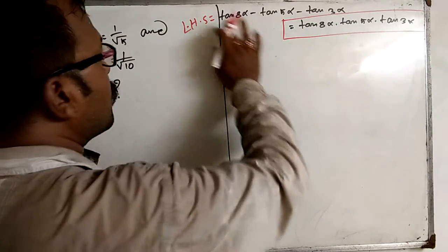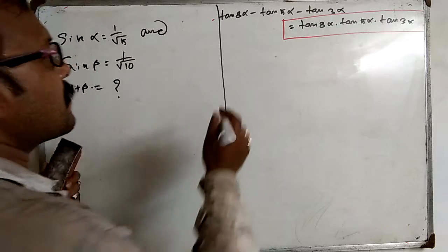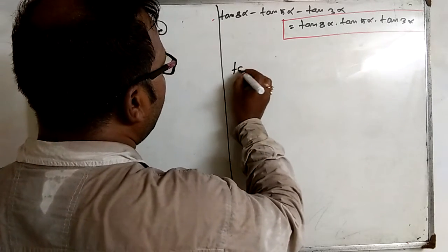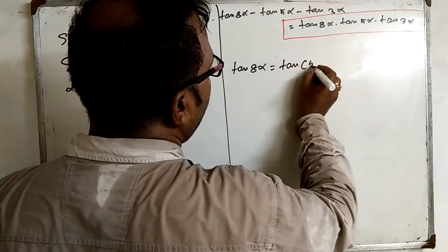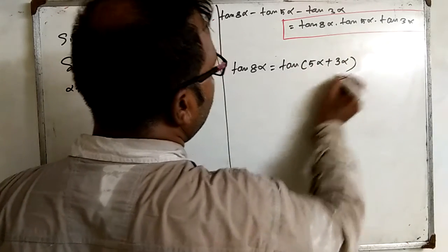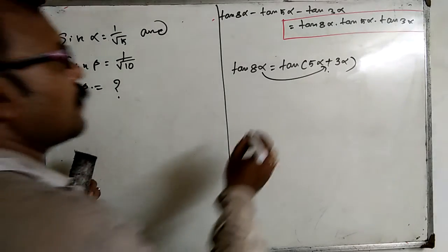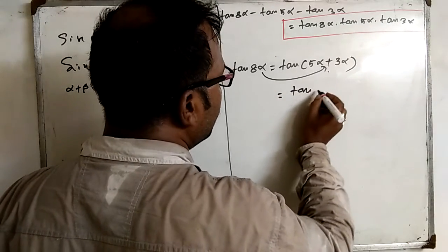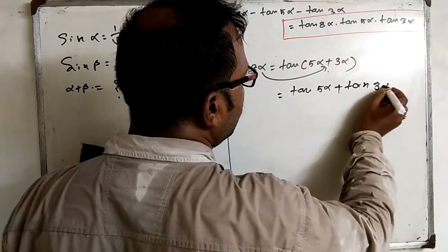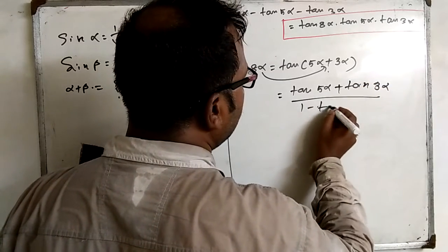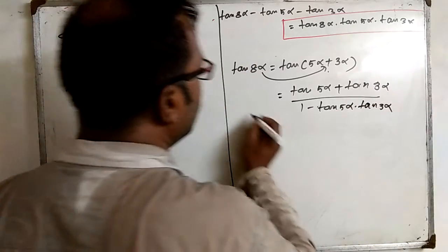To RHS you have to. Now the problem will be started very nicely. We just start: tan 8 alpha equals tan of 5 alpha plus 3 alpha. 8 alpha can be written as 5 alpha plus 3 alpha, and that is tan 5 alpha plus tan 3 alpha, whole divided by 1 minus tan 5 alpha into tan 3 alpha.